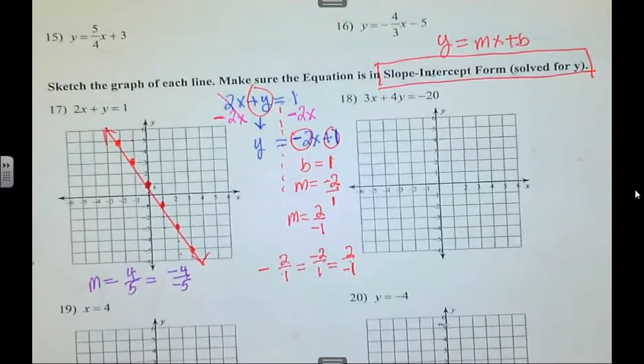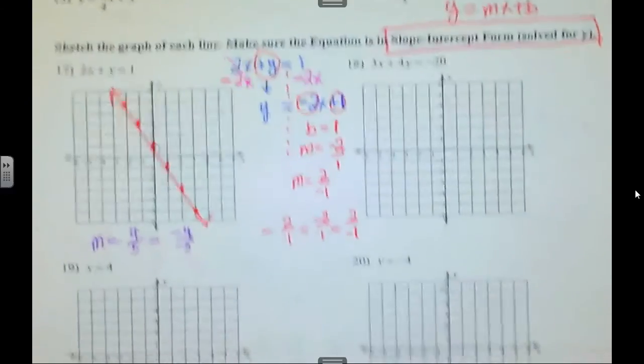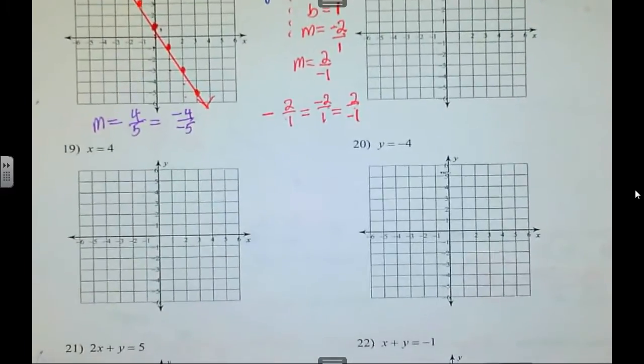Now, numbers 19 and 20. You guys know that one's a vertical line and one's a horizontal line. Students usually don't have any problems with that. The problem comes, well, which one's which? And most of the time, both questions are on a test. So if you guess one wrong, you guess the other one wrong. It's 2 easy points that you guys miss.